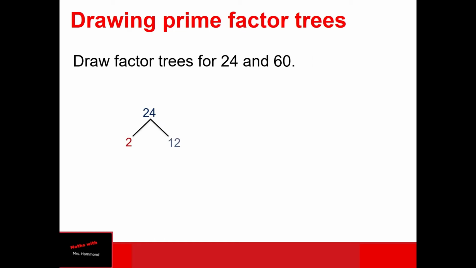So we have 2 and 12, and then 12, of course, can be derived by multiplying 2 by 6. And of course, 6 can be derived by multiplying 2 by 3. So there you have it. That's simply the prime factor tree for 24. So I'm going to do exactly the same with 60.